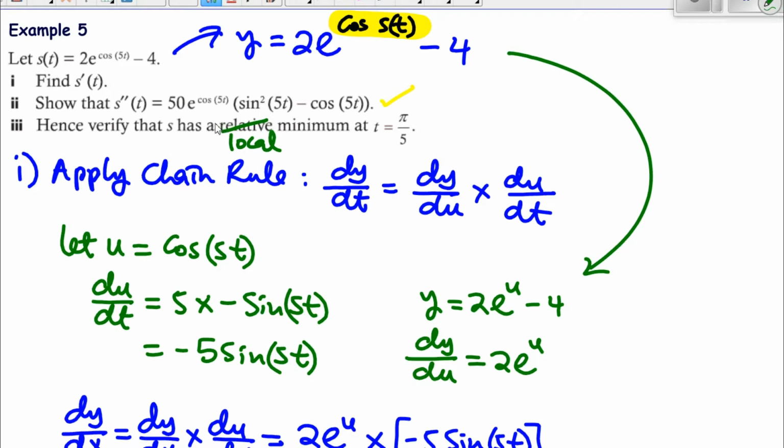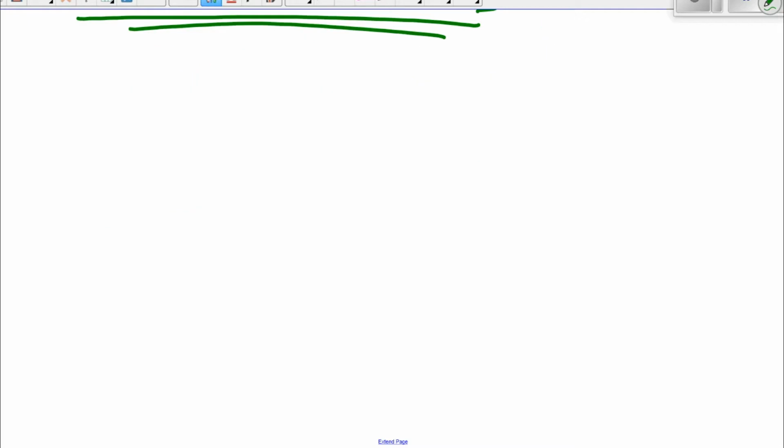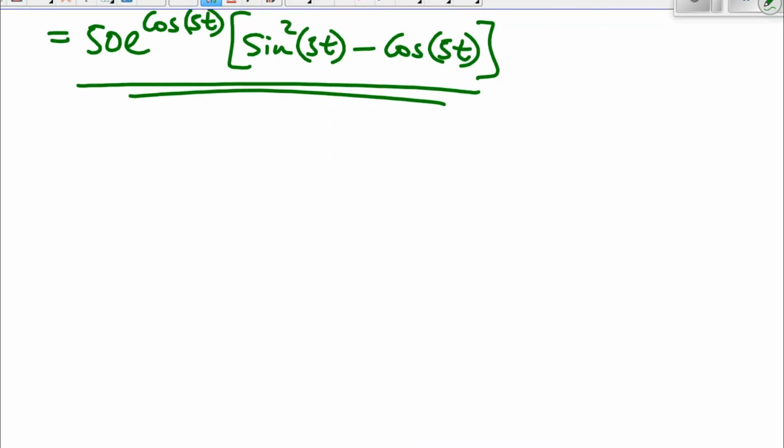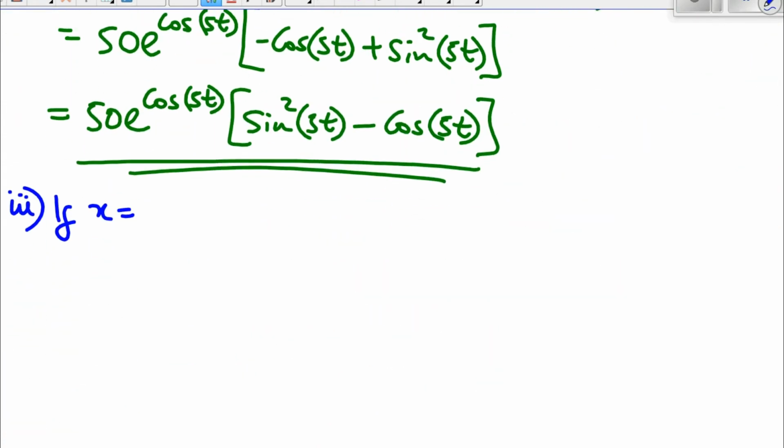if x equals c is a minimum point, then the first derivative has to be equal to 0 at that point, and the second derivative has to be greater than 0. So let me just write that statement down here. What I'm saying is that we have to use the definitions or the facts that we've already learned to be able to verify this point. So if x is equal to, in this case, we have been given pi over 5.